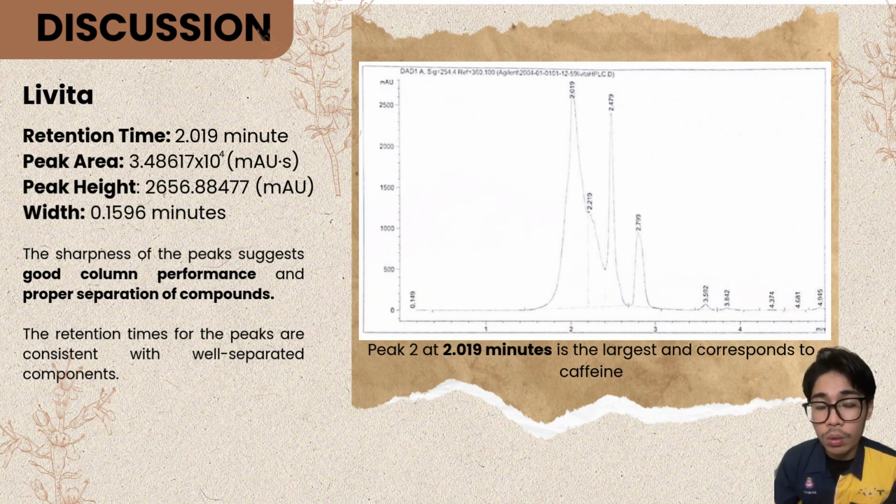The peak width is 0.1596 minutes, which suggests a sharp, well-defined peak. The sharpness of the peak indicates good column performance and proper separation of the compounds in Levita. The retention times for the peaks are consistent with well-separated components, ensuring accuracy in identifying caffeine. Smaller peaks are observed, representing other compounds in Levita, which could include additives or flavoring agents. This chromatographic analysis highlights caffeine as a major component in Levita, with efficient separation and identification of its compound. The result confirms the quality of the analytical method used.